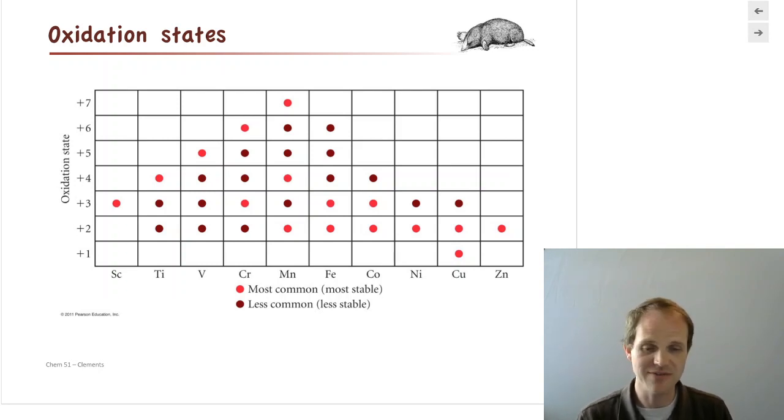You just don't even see iron 7+. In fact, the most common oxidation state of iron is iron 2+ or iron 3+. And that trend goes across the periodic table from iron all the way over to zinc, that the most common oxidation states are +2.